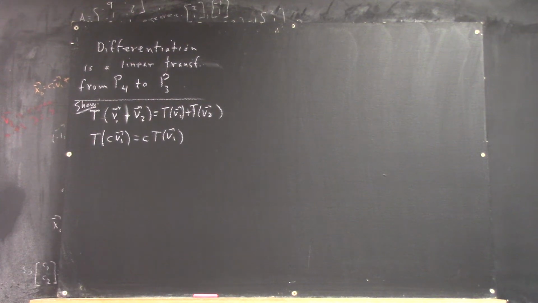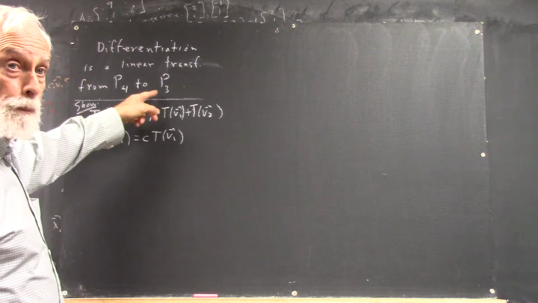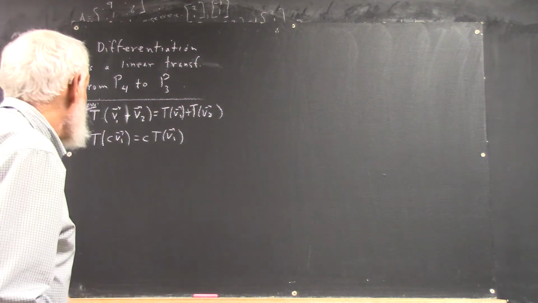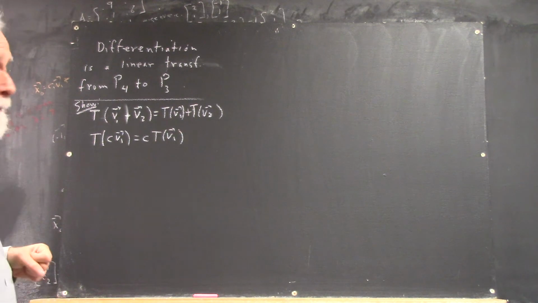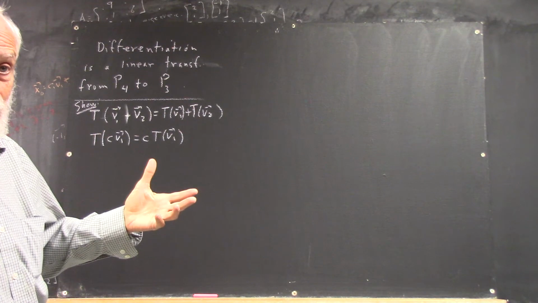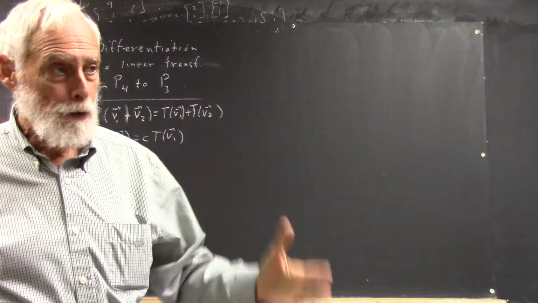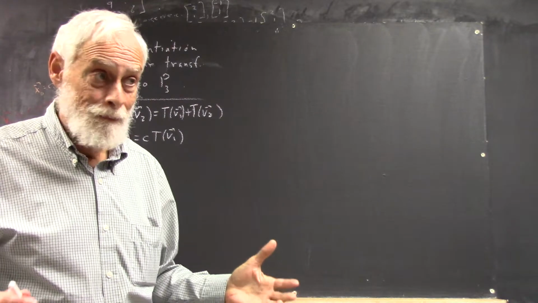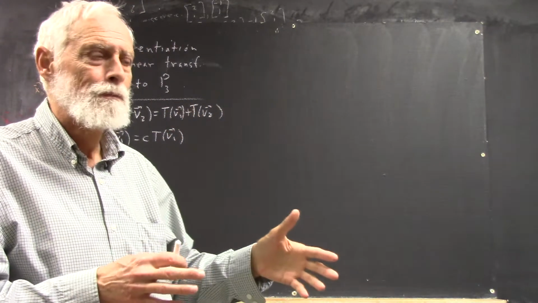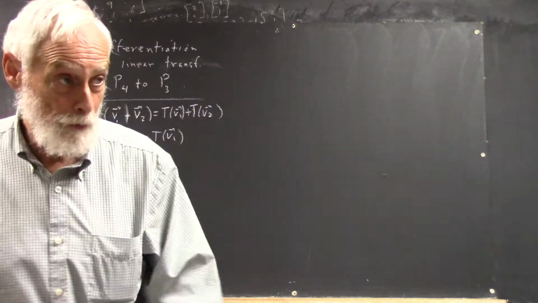Okay, so we want to prove that differentiation is a linear transformation from P4 to P3. Well, first of all, what's P4? It's a set of polynomials of degree 4. Like something times x to the fourth plus something times x cubed plus something times x squared and so forth, right?